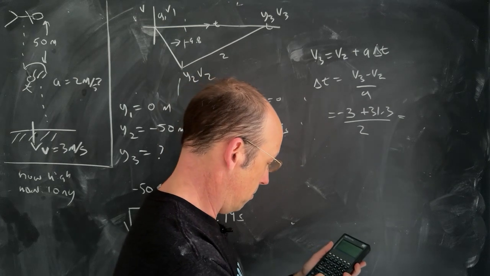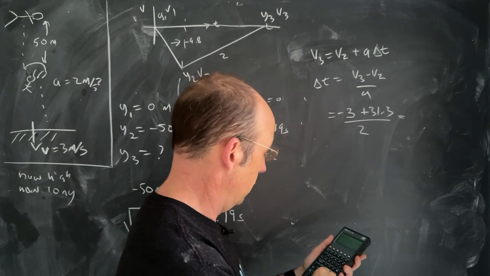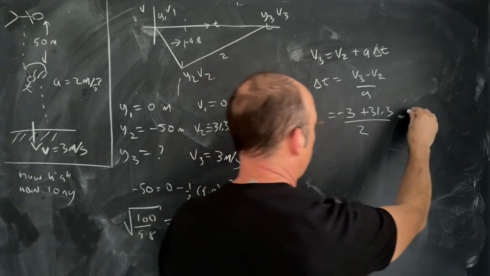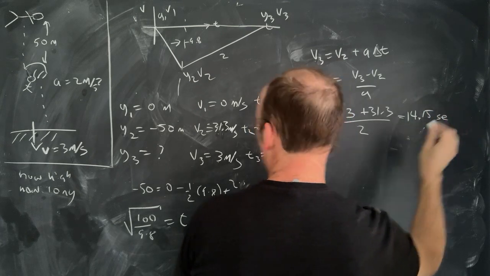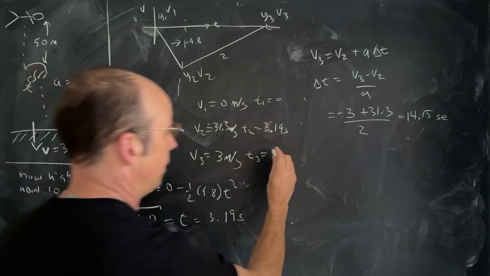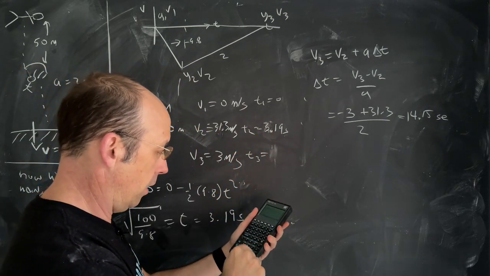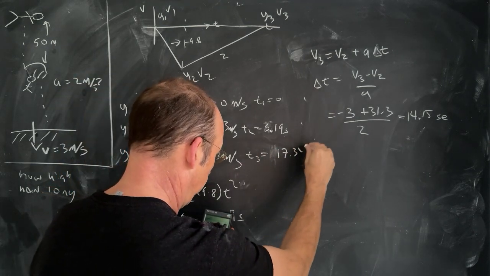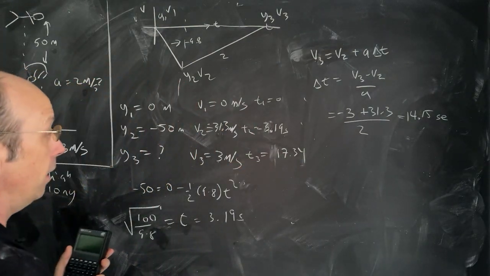31.3, enter, 3 minus 2 divided by... 14.15 seconds. That's the change in time. So the total time, I have to add to this, but now I have my first answer. So 3.19 plus that, I get t3 of 17.34 seconds. Okay, now I want to find my final position.